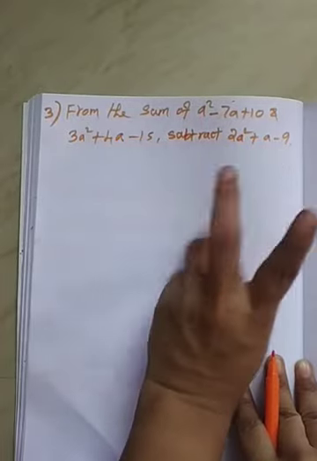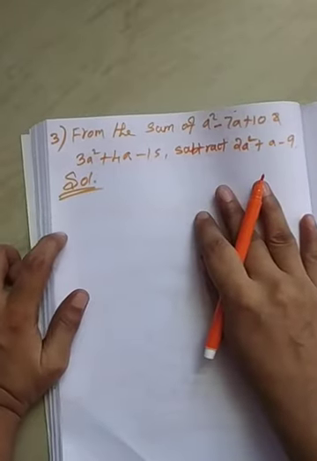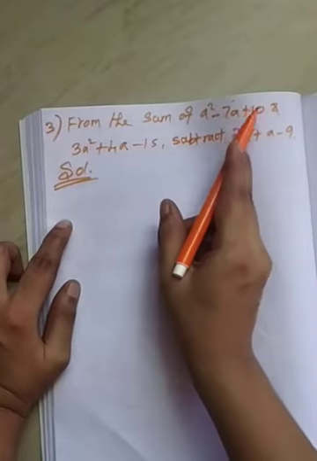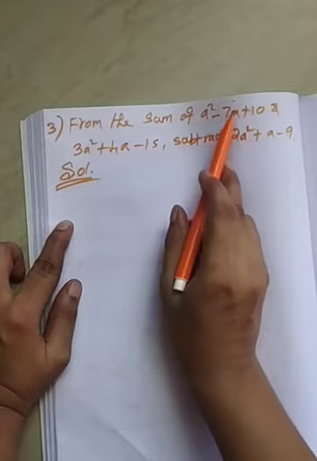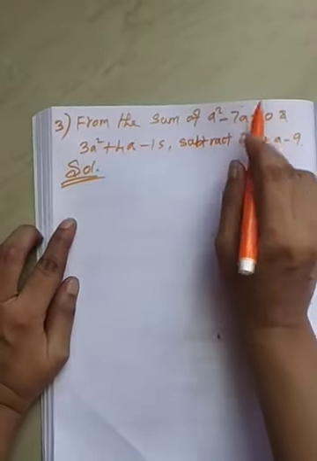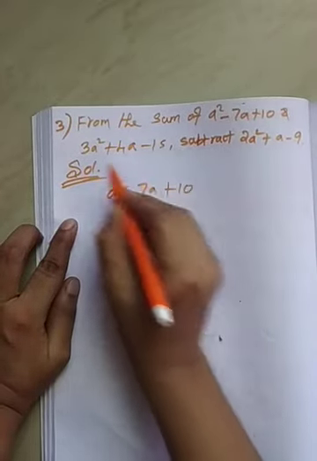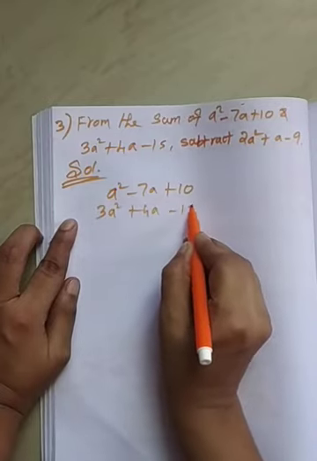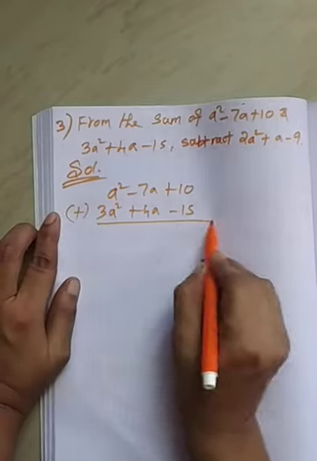How can you find it out? See here, first find the sum of these two. Okay, your question is from the sum. Sum means addition. Sum of these two. Okay, now you can add. What is that? a squared minus 7a plus 10, then 3a squared plus 4a minus 15. First you can add these values.